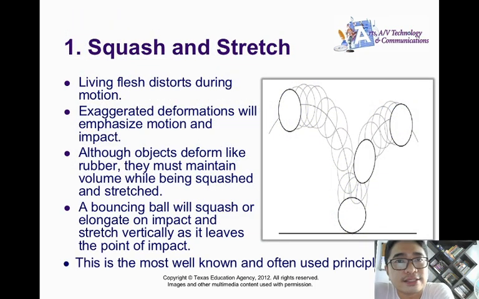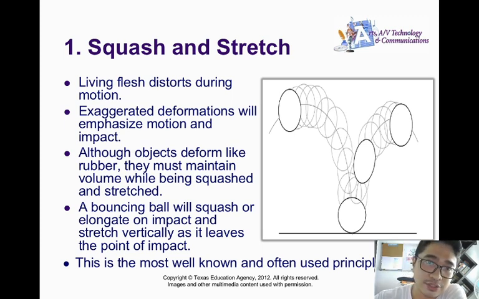So the first one is squash and stretch. Living flesh distorts during motion. Katulad na rin ng a simple ball, nagsi-stretch siya, nagsi-squash. Kumbaga, it imitates a real life scenario, kung ano yung makikita mo sa totoong buhay. Exaggerated deformations will emphasize motion and impact. Although wala namang masama kung mag-exaggerate, and that's why natutuwa tayong manood ng mga cartoons.